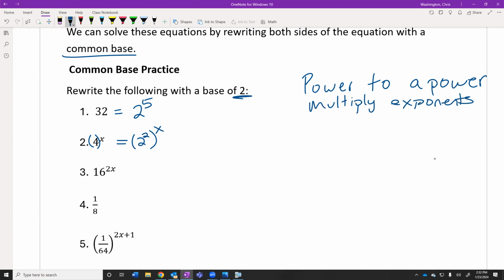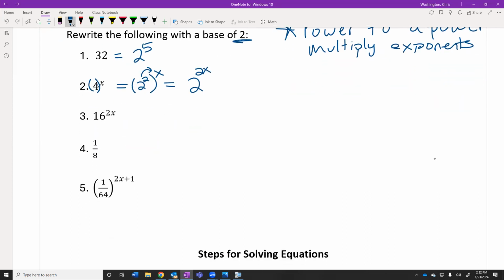And I write this off to the side. You can write it down if you want. I think it's something you should have learned at some point. If not, you just learned it today. A power to a power, you're going to multiply the exponents. So we're going to multiply the 2 and the x together, and we get 2 raised to the 2x. And now that is a single exponent.